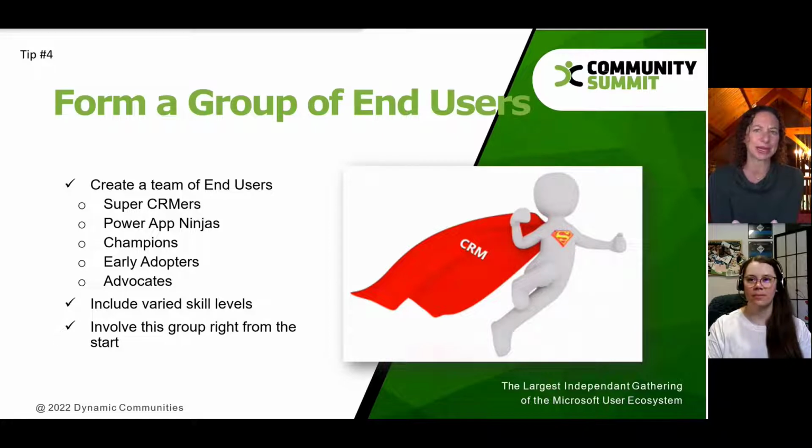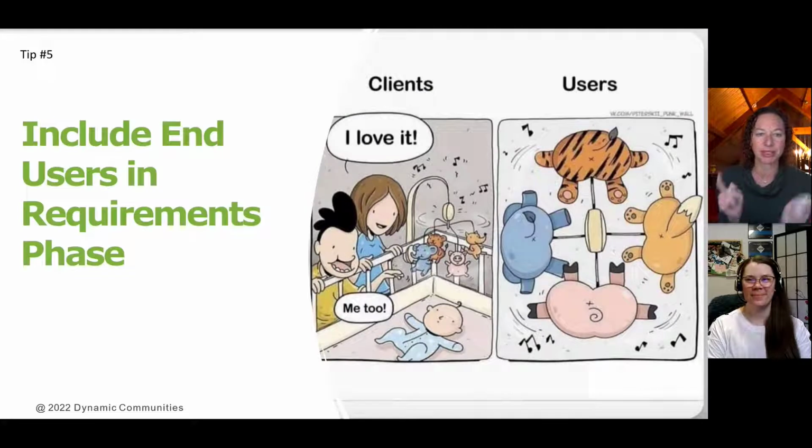Maybe your sticks in the mud, the people that say they don't like it. You definitely want your influencers, no matter what their skill level is. If they're an influencer at your organization, try to recruit them to your group of Power App Ninjas or super CRMers. And finally, you want to include that group right from the start, from requirements to go live and way beyond. So awesome tip to use that.